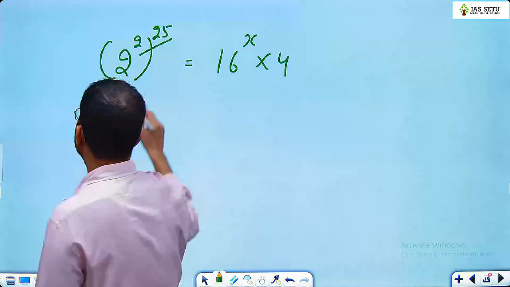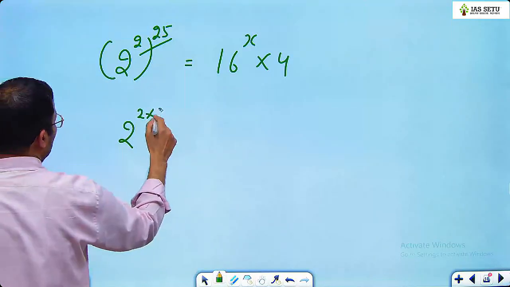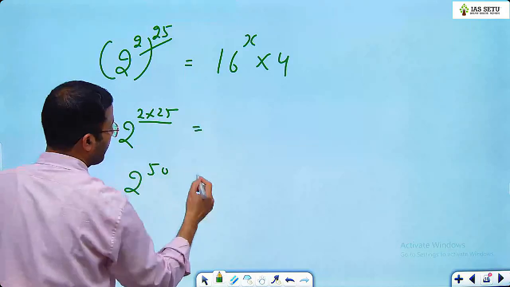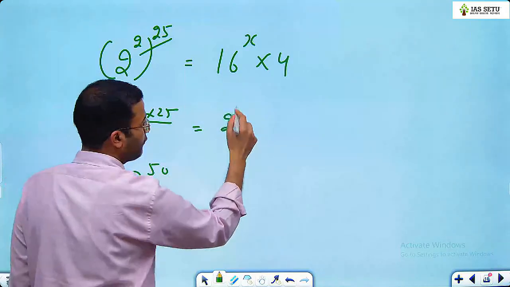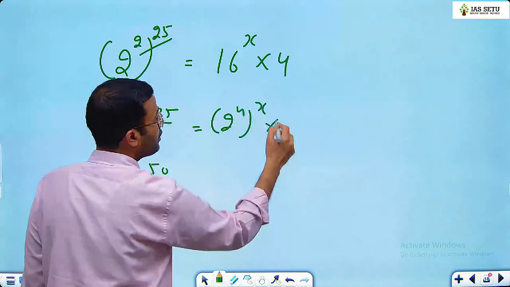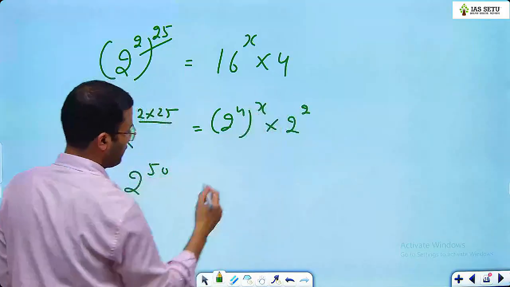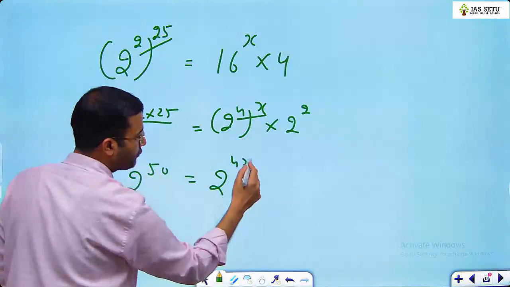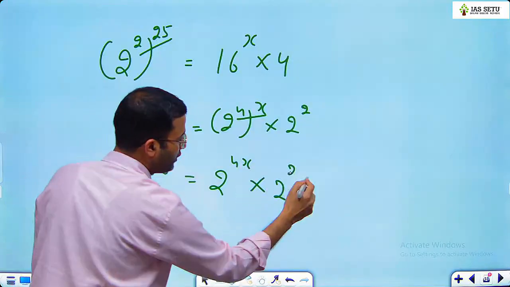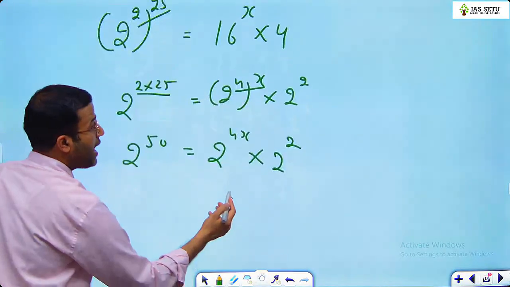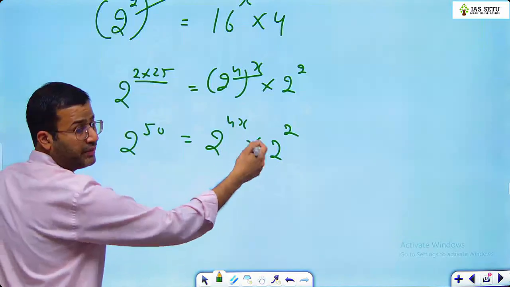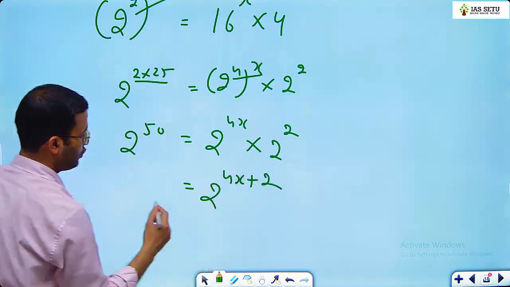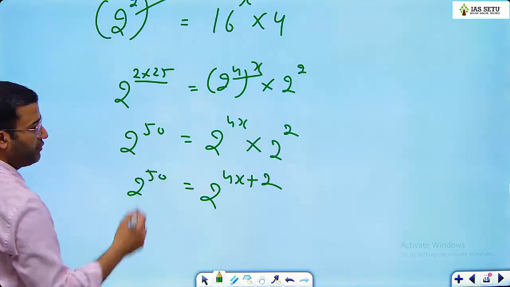So here, this is 2 to the power 2 into 25. So left hand side is 2 to the power 50. What is 16? 2 to the power 4 bracket x. What is 4? 2 square. So on the right hand side, you have 2 to the power 4 into x, meaning 4x, into 2 to the power 2. And here what is the rule? a to the power m into a to the power n. We add: 4x plus 2. This is 2 to the power 50.